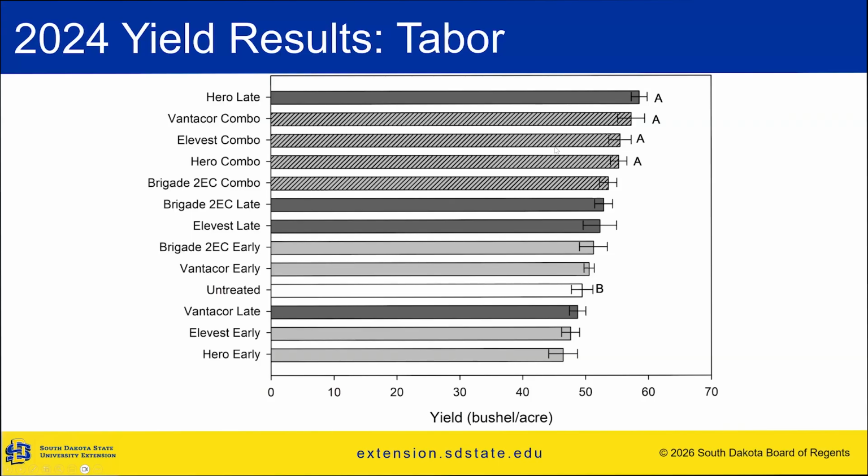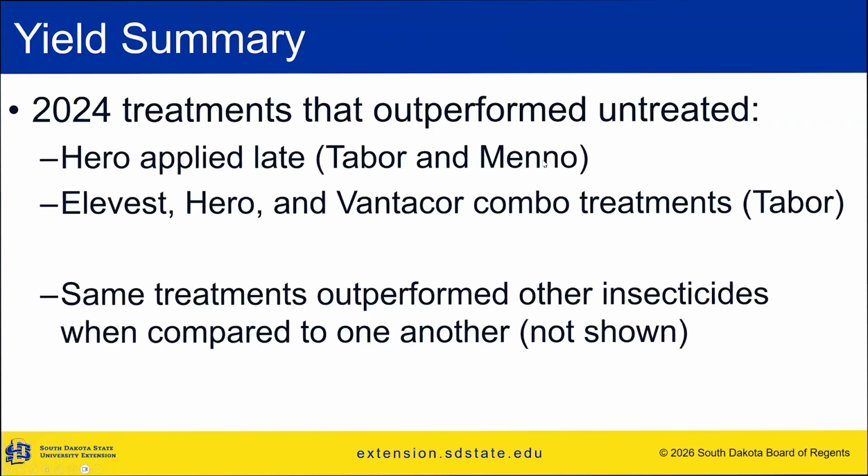And how does that all break out? Well, I did my best with a pencil and paper to kind of figure out some of those economics. But the takeaway is that there were treatments in 2024 that outperformed the untreated. And the ones that really stood out was at both locations, the Hero applied during that later part of July. And then the Elevus, Hero, and Vantacor combo treatments at the Tabor location all stood out as having a little bit better results.